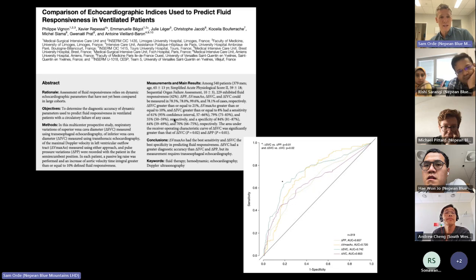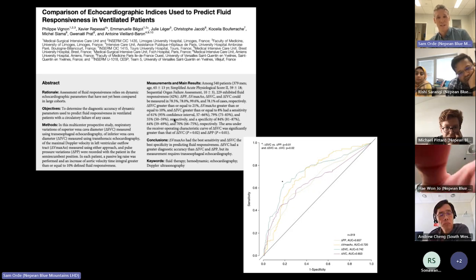They tried to assess the accuracy of these dynamic parameters to predict fluid responsiveness. They used a passive leg raising maneuver to then decide whether patients were fluid responsive, giving you a greater than 10% increase. So again, all of that not without some of its caveats.